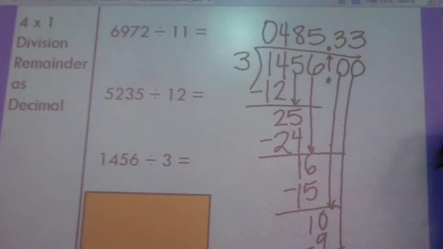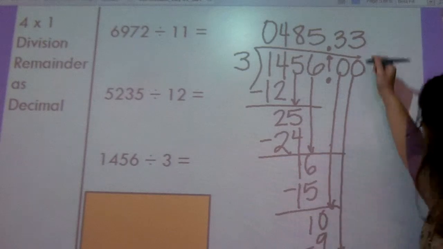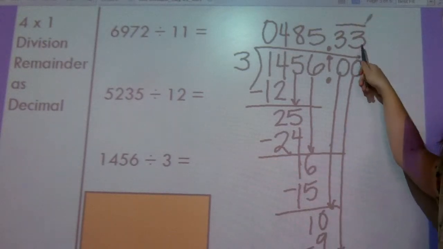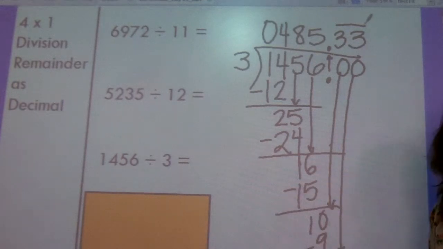And again, look what's going to keep happening here. I would keep adding zeros and get 10s, and 3 goes into 10 3 times. Instead of doing that forever and ever, I can write my repeater bar, and that says that this 3 is going to repeat forever and ever and ever. You can stop there.